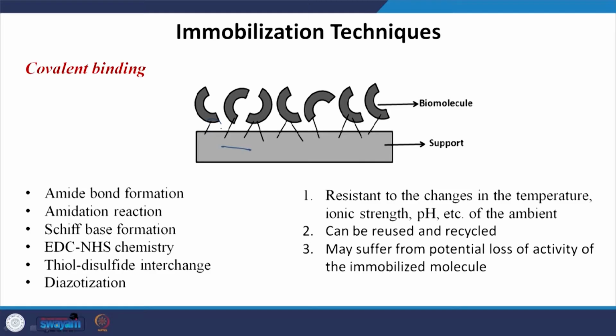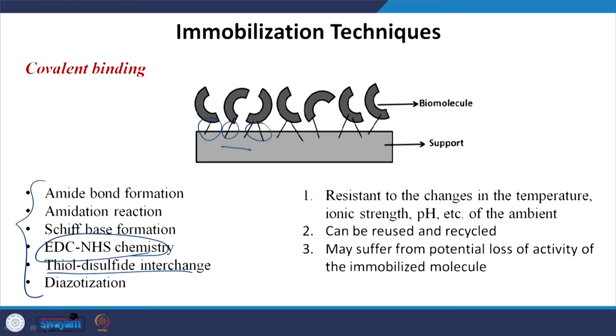Covalent bonding is one of the immobilization techniques, and it is very favorable. Why? Because covalent bonds are very good. So, if you have a support like this, you attach the molecule using covalent bonds. It can be any of these: an amide bond or amidation reaction, Schiff base formation, or EDC-NHS chemistry. I told you this is very good for antibody and antigen reactions, for attaching them. Then there is thiol disulfide interchange, since thiols and disulfide bonds are good for bonding on metal, and diazotization.